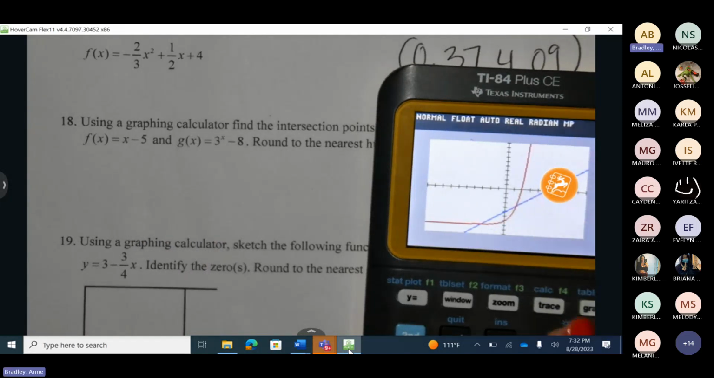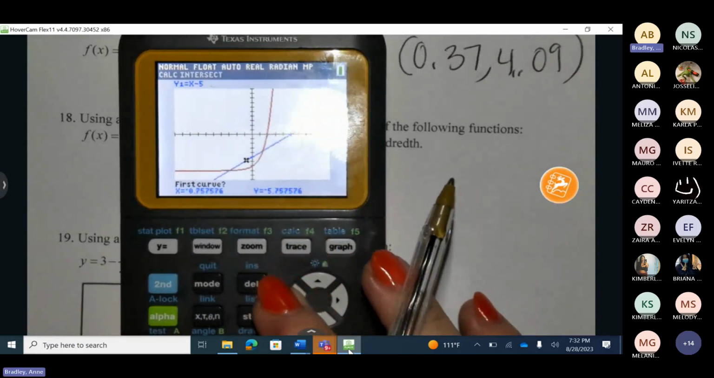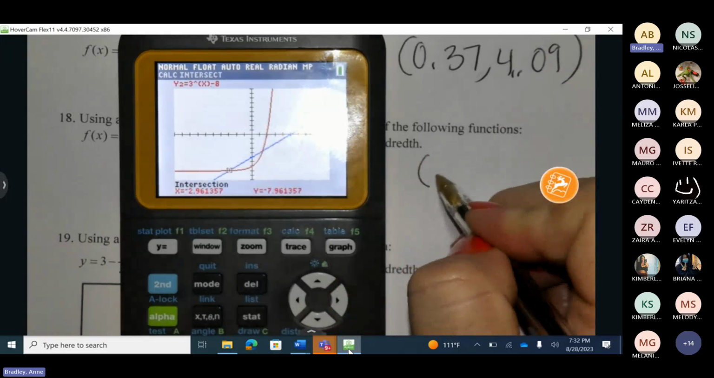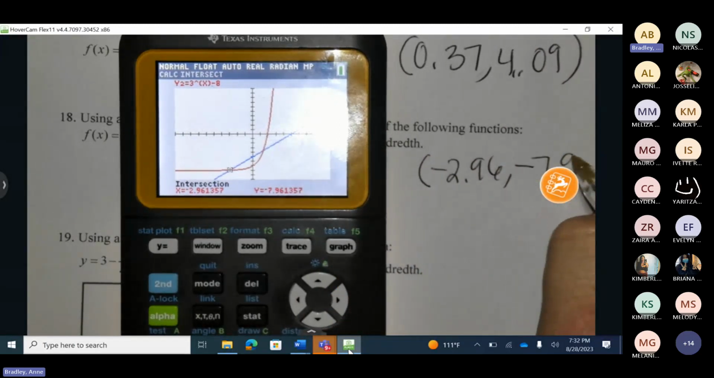Two intersection points. So second trace, find that intersection. I'm going to get close to one of them, and then I'm going to press enter 3 times. Enter, enter, enter. Rounding to the nearest hundredth will be -2.96, and output of -7.96.